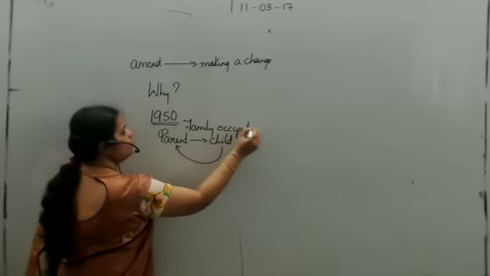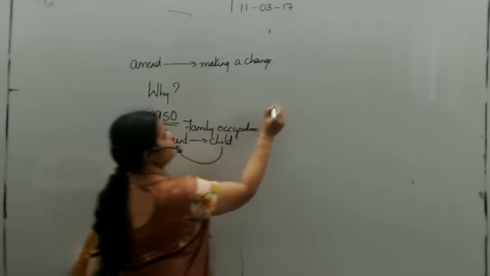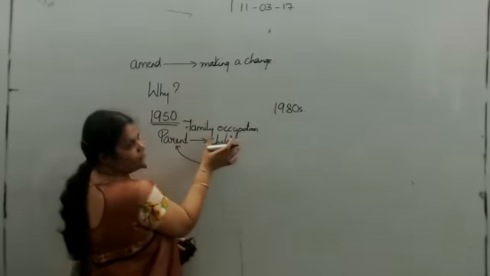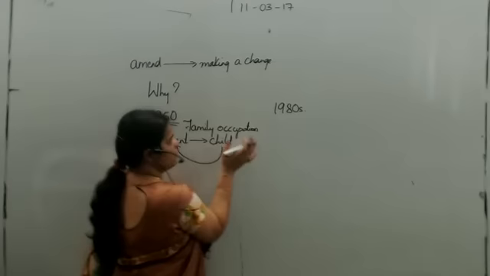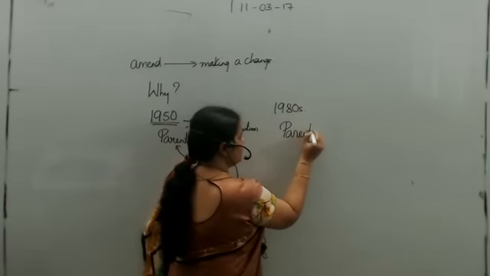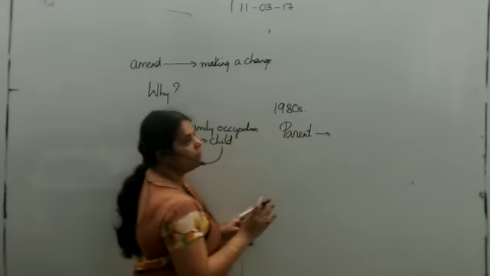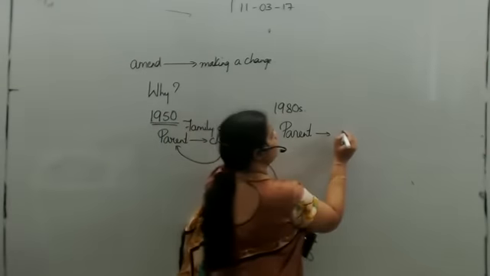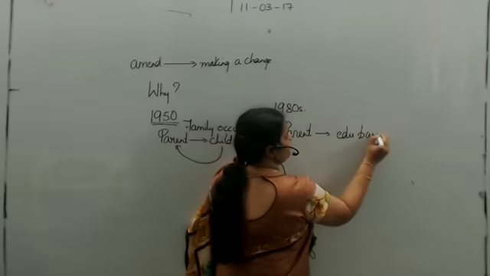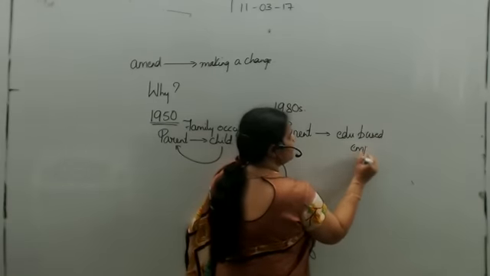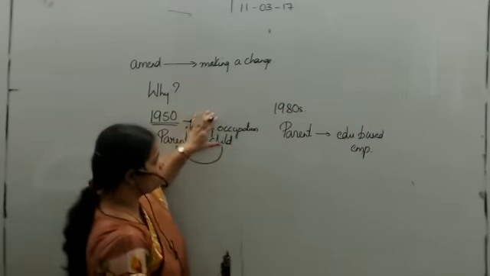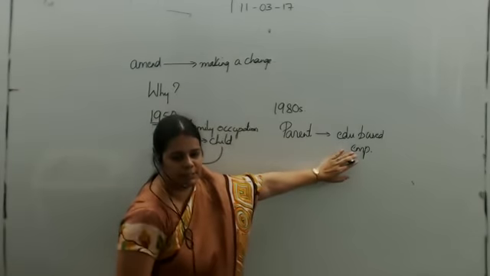Now you come slowly towards the 1980s. Gradually, this priority of family occupation underwent a change. The change was that every parent, irrespective of whether he was a rickshaw puller, farmer or an officer, started giving priority to education-based employment. Can I say that there has been a paradigm shift here? From family traditional occupation to education-based employment.